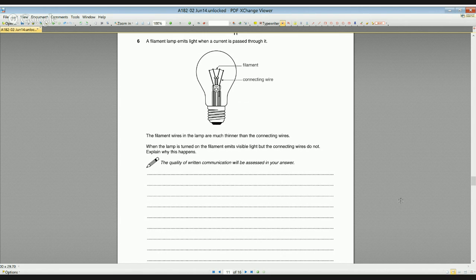So question number 6, here we have a filament lamp emits light when a current is passed through it. This is a hard 6-mark question, and from what I remember of marking your PPEs in January, in February, it wasn't successfully done by many students. So let's spend a few minutes on this. It says the filament wires in the lamp are much thinner than the connecting wires. When the lamp is turned on, the filament emits visible light, but the connecting wires do not. Explain why this happens.